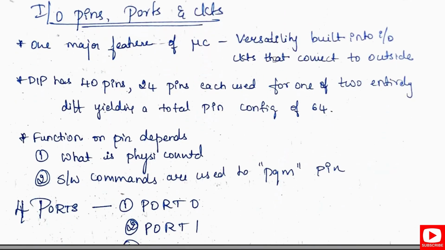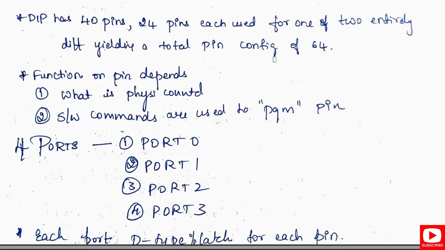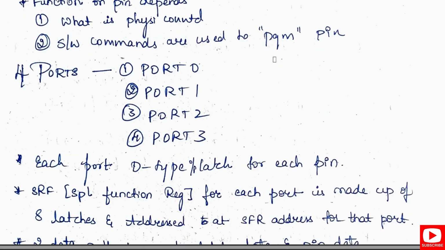Next comes I/O ports, an important topic. I/O pins or the ports and circuits. One major feature of the microcontroller is the versatility built into the input-output circuits that connect to the outside. The DIP, dual inline package, has 40 pins. 24 pins are each used for one of two entirely different functions, yielding a total pin configuration of 64. The function depends on what it is physically connected to and the commands used in the program. We have 4 ports: port 0, port 1, port 2, port 3.